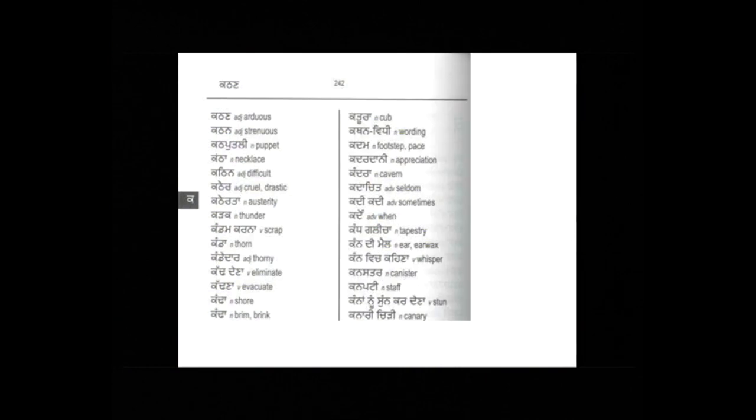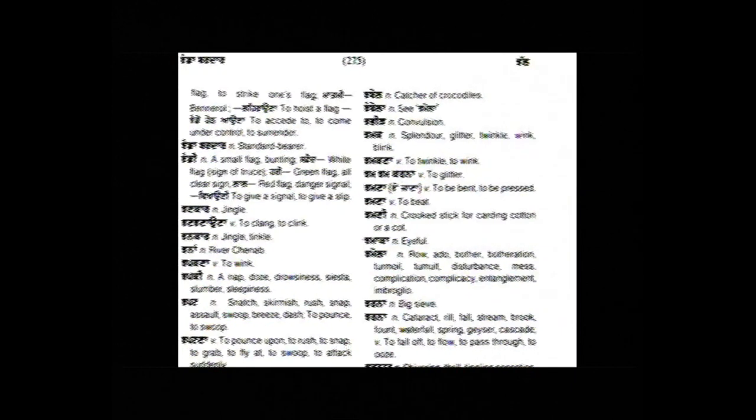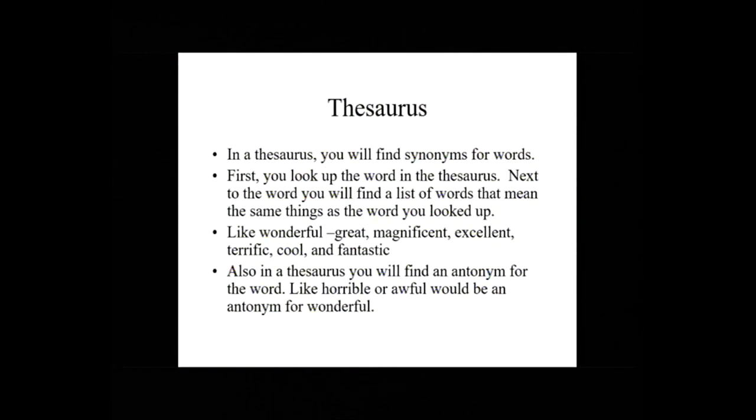Students, you can find here it is written ADJ, meaning adjective. It is used as an adjective. Here it is N, meaning it is a noun. Then again, this is N, a noun. So you get to know how the word is used, how it will be used in a sentence, and what part of speech it is. Here again, we have some more words. Then there is a thesaurus.